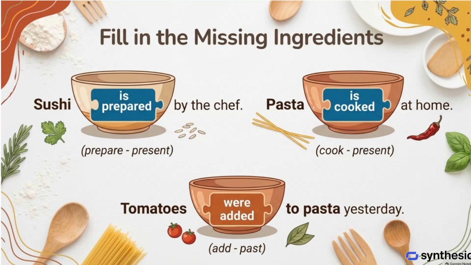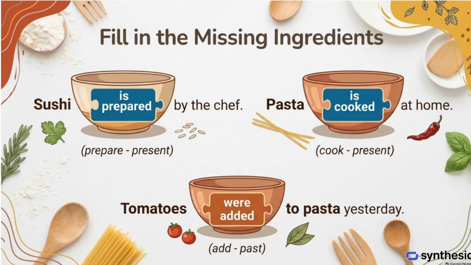The verb is prepare, and this is the present passive. You can pause the video to complete the sentence yourself. So we say, sushi is prepared by the chef. Next. Pasta. Cooked at home. The verb is cook, and we are using the present passive. Pause the video and try to answer. So, pasta is cooked at home.